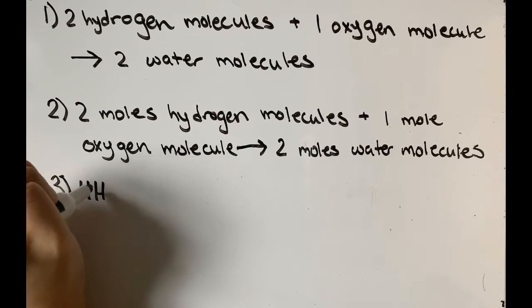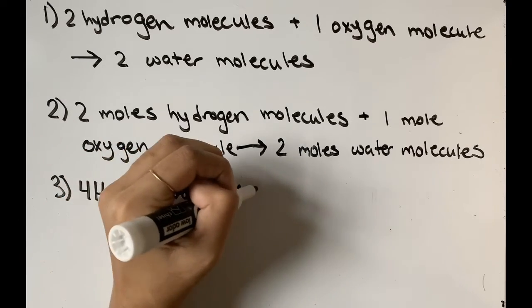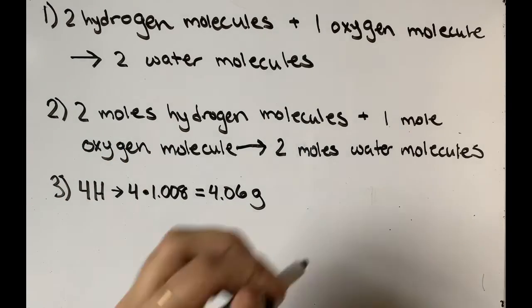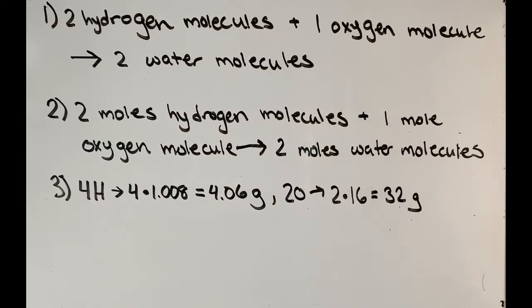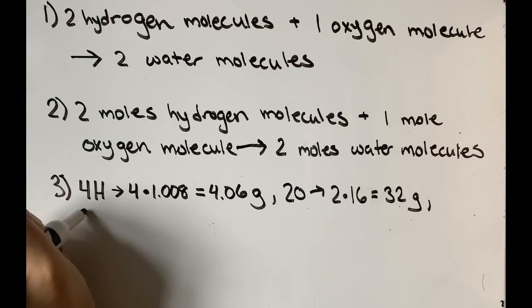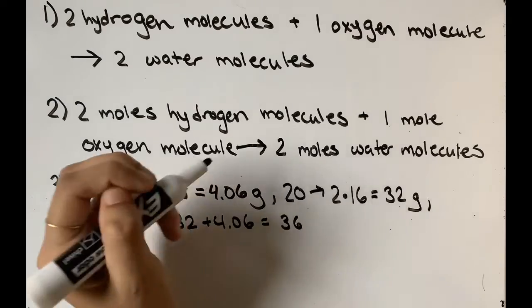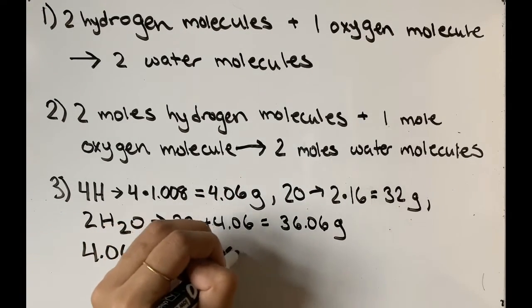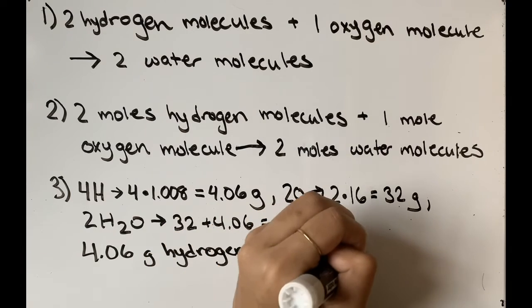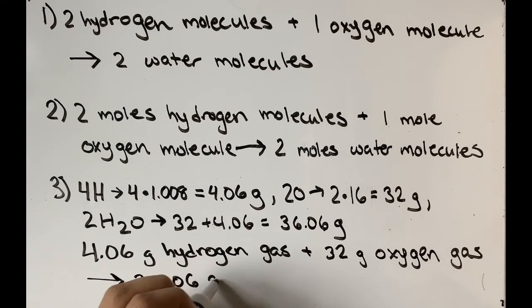The mass of 4 hydrogen atoms is 4 times 1.008 grams, so about 4.04 grams. The mass of 2 oxygen atoms is 2 times 16 grams, so about 32 grams. The mass of the water is both of these combined, 32 plus 4.04, so 36.04 grams. With this information, we know that 4.04 grams of H2 reacted with 32 grams of O2 will give us 36.04 grams of H2O. Let's review.